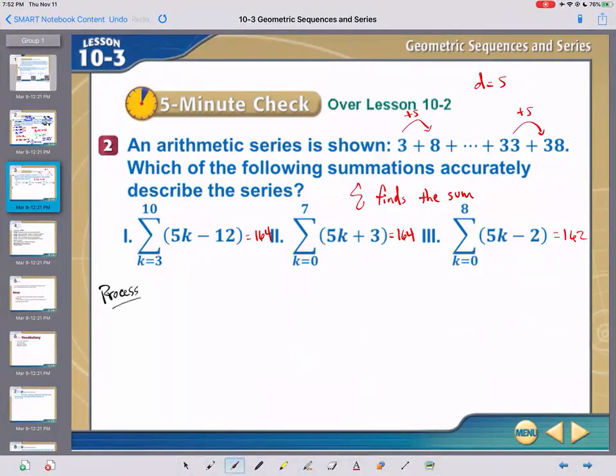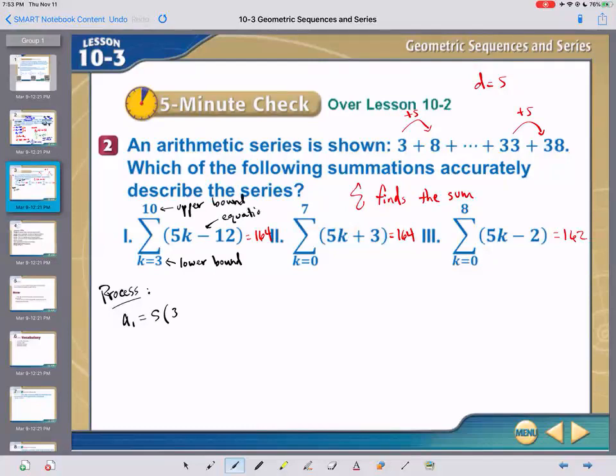The process is to find your first term: you plug in the lower bound, which is the lowest k value. So on the first example, I would type 5 times the lower bound of 3. Again, this is the lower bound, to remind you, whereas the top number is called the upper bound.